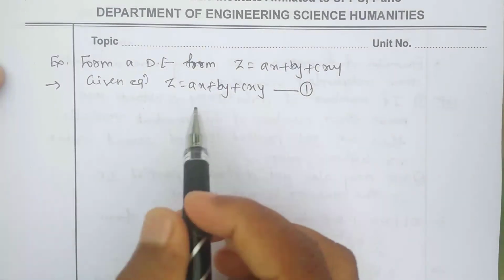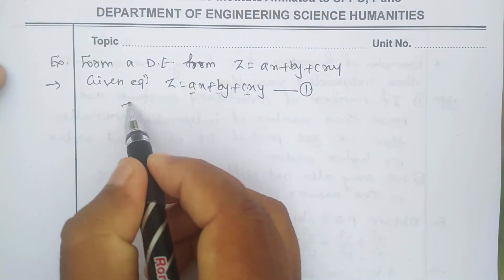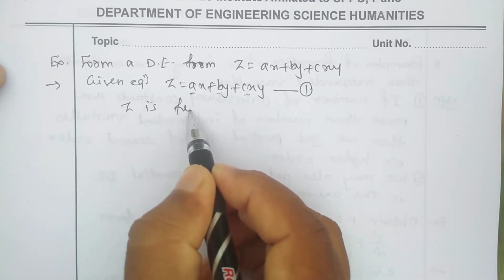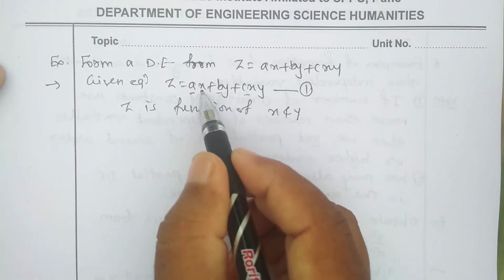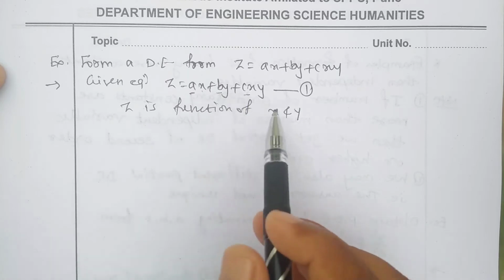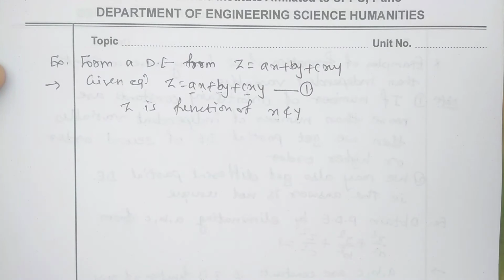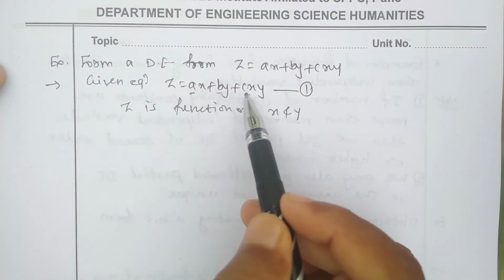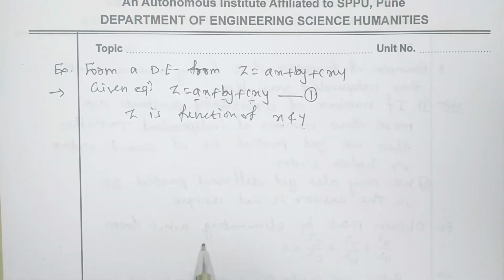Call it equation number 1. If you see here, there are three constants a, b, c, and z is a function of x and y. So there are three arbitrary constants and only two independent variables. These two, x and y, are independent variables, and three arbitrary constants a, b, c. So in the formation of the differential equation, we will get a second order differential equation or higher order differential equation.